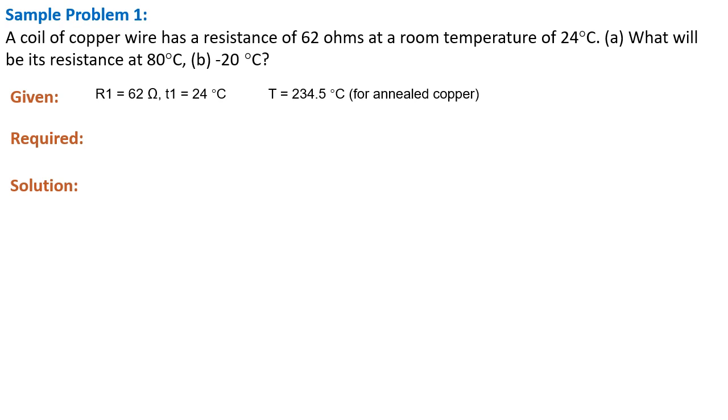Now, as was previously mentioned, we need to assign R1 and T1 for the known values, right? So that is why, as you can see on your screen, 62 ohms will be our R1 and 24 degrees Celsius will be our T1. Of course, you have memorized the inferred absolute value of copper, okay? So that's 234.5. Why do you need to memorize it?